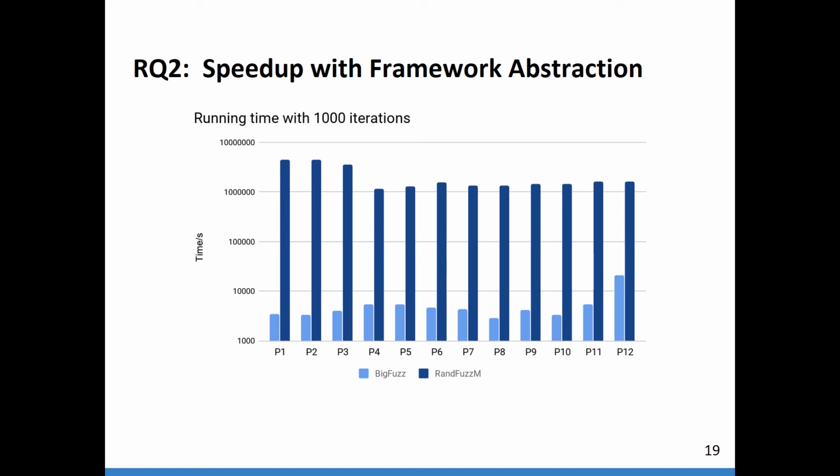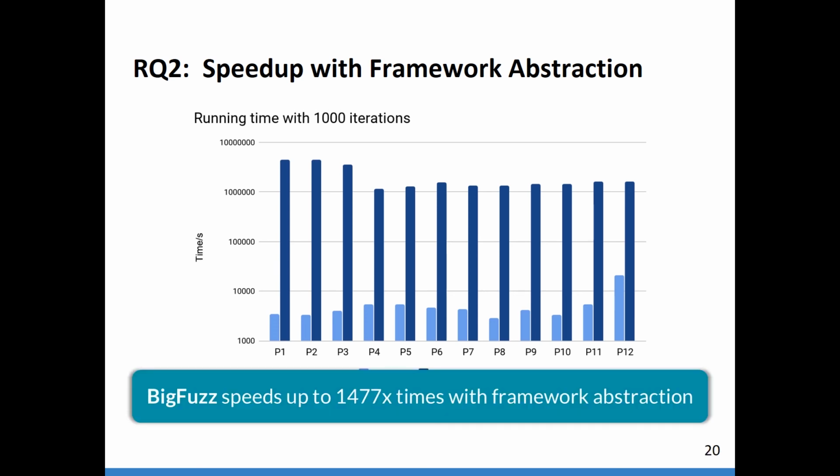In such case, in random fuzz M, each fuzzing iteration needs to set up a Spark context. We ran both tools for 1000 iterations to record the execution time. We repeat the experiment 10 times and report the averages in this figure. So we can see that BigFuzz can achieve up to 1500 times speedup with a framework abstraction.